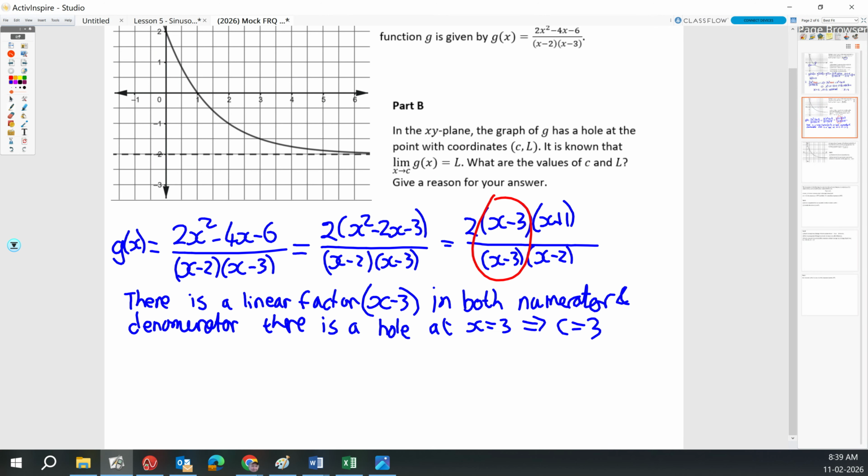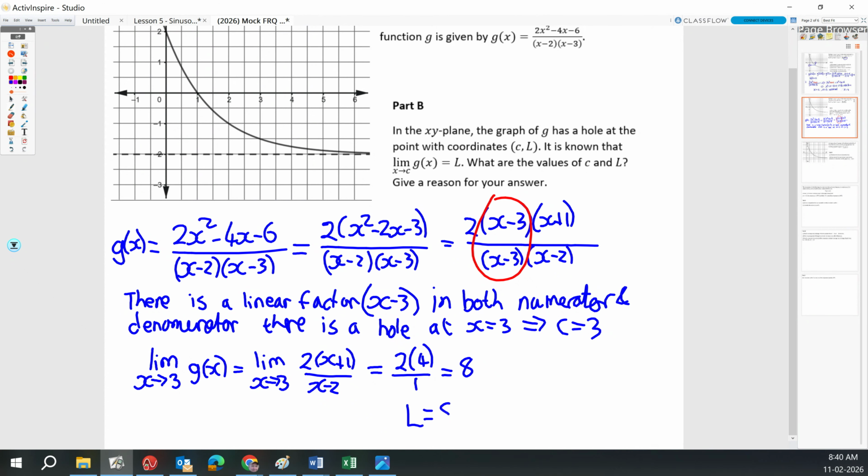So next we need to find the value of L. So we want the limit as x approaches 3 of g of x, which is equal to the limit as x approaches 3 of the simplified expression here, 2x plus 1 over x minus 2. We can find the limit of this now because the hole has been removed. We can insert the 3. That will give us 2 times 4 over 3 minus 2, which is equal to 8. L is equal to 8.